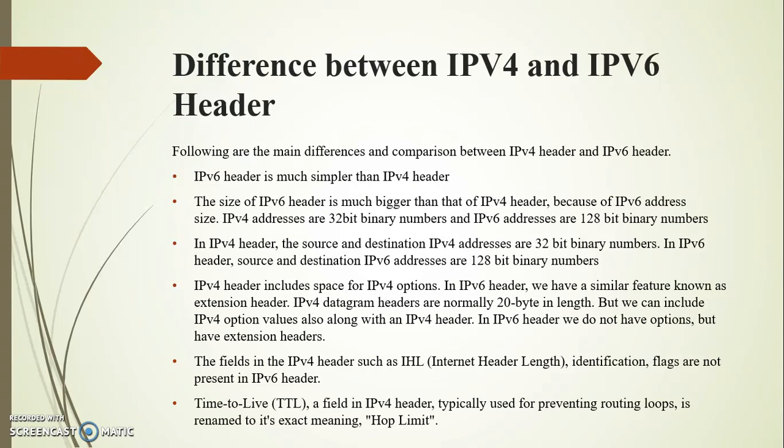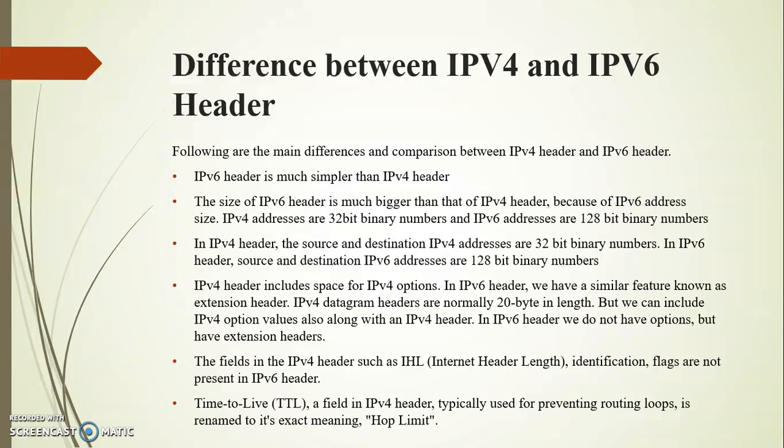Difference between IPv4 and IPv6 header. Following are the main differences and comparison between the IPv4 header and the IPv6 header. The IPv6 header is much simpler than the IPv4 header. The size of the IPv6 header is much bigger than that of the IPv4 header, because the IPv4 address is 32 bits and the IPv6 address is 128 bits. Then in the IPv4 header, the source and destination IPv4 addresses are 32-bit binary numbers. In the IPv6 header, source and destination addresses are 128-bit binary numbers. The IPv6 header does not include space for IPv4 options. In the IPv6 header, we have a similar feature known as extension headers.